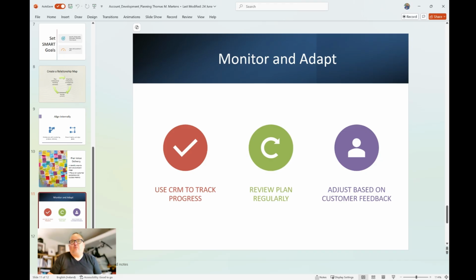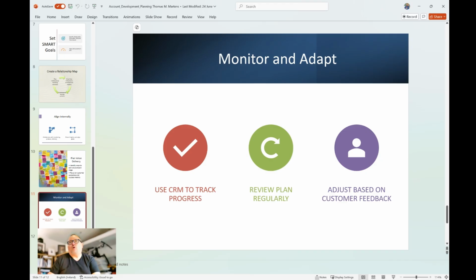Review the plan regularly. In your weekly team meetings, have a look at the plan. Where are we? What have we done so far? What is missing? What is the next step? Are there threats? Was there a success? You have to look into the plan every week to make sure that you are all on the same page.